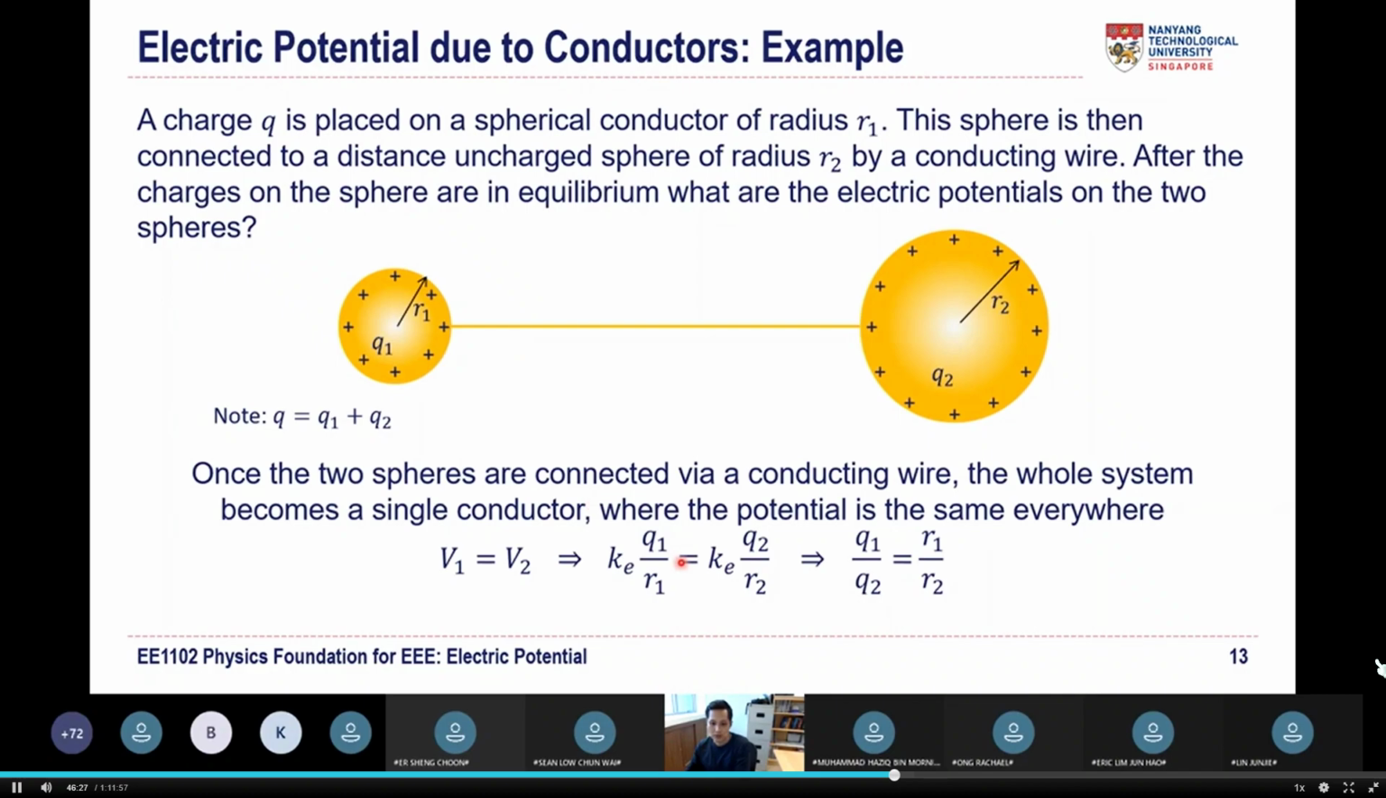So according to this, we can cancel out the constant, and we find that the ratio between the amount of charge in Q1 and Q2 is going to be the ratio between the radii of the first and second sphere.